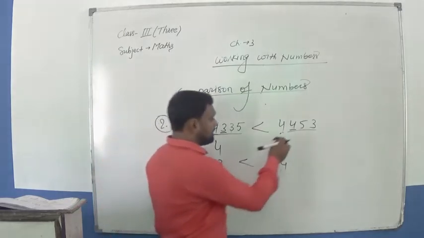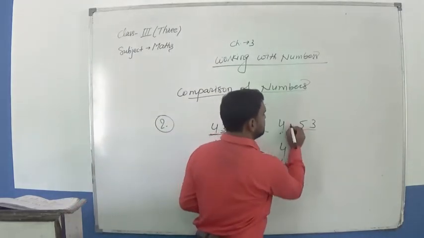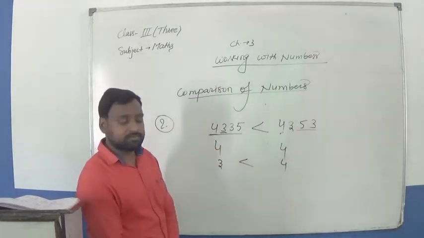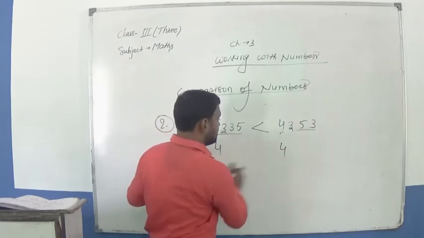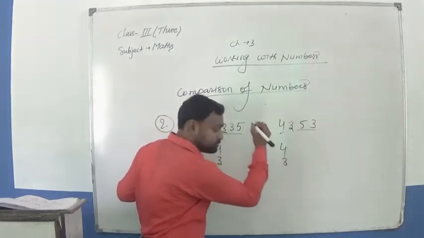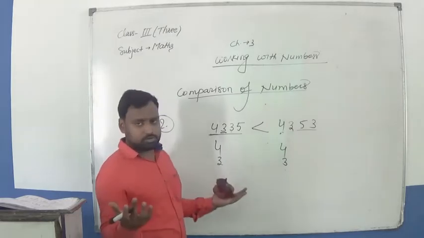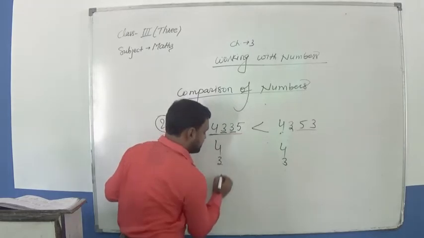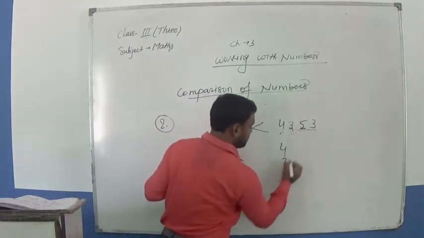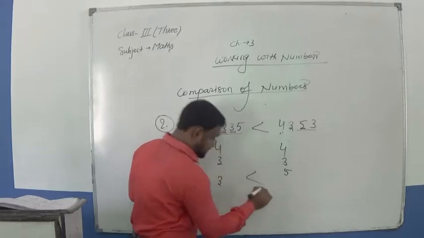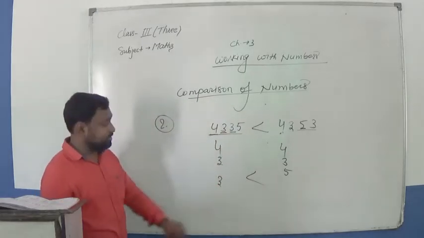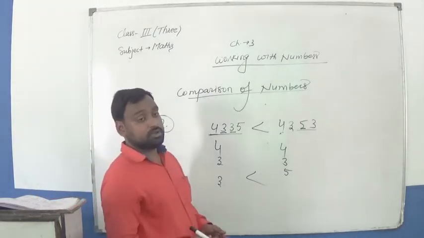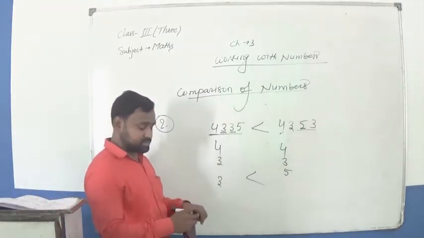Suppose we have the same digit at the second place too, 3 here and 3 here. Don't bother, move to the third place. It is 3 over here and 5 over here. Now 3 is less than 5, so this number is less than that number. In this way you can compare two numbers.